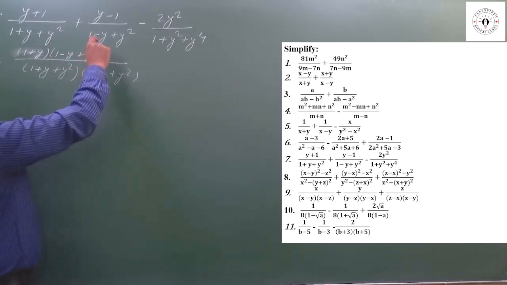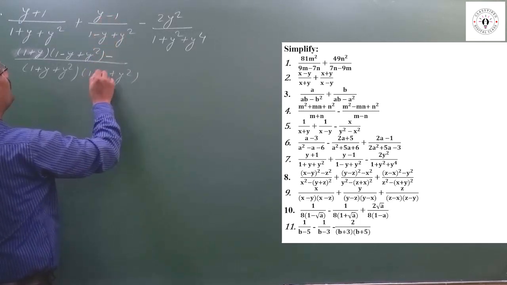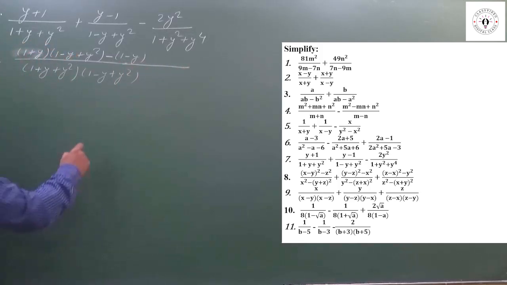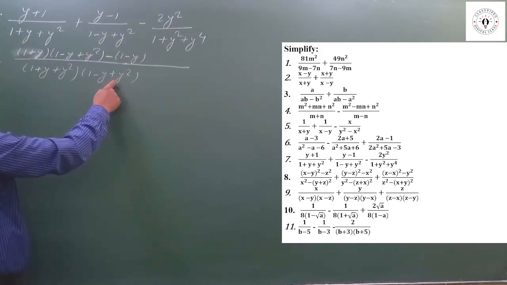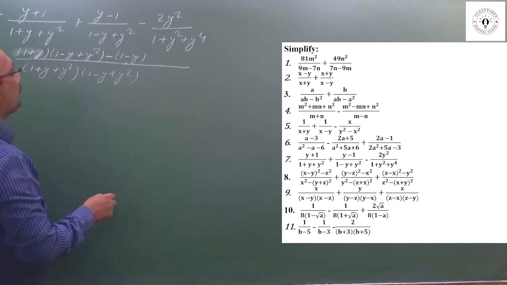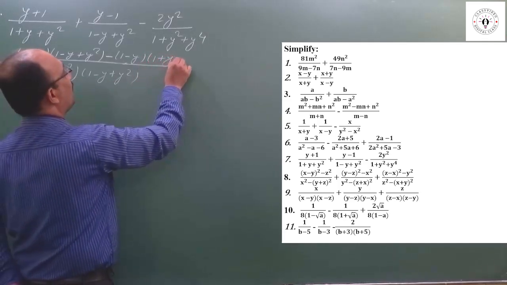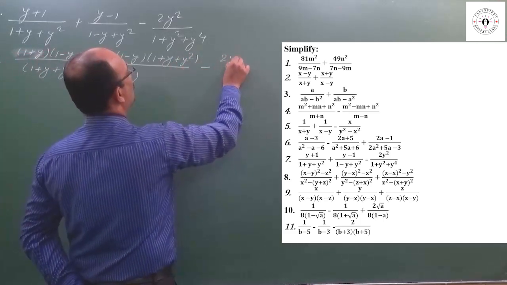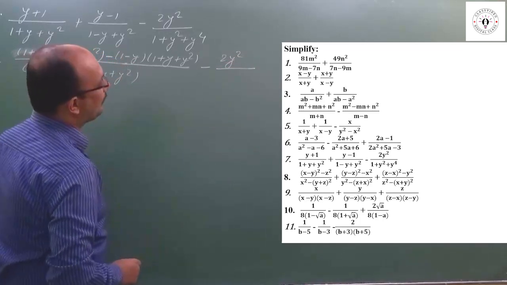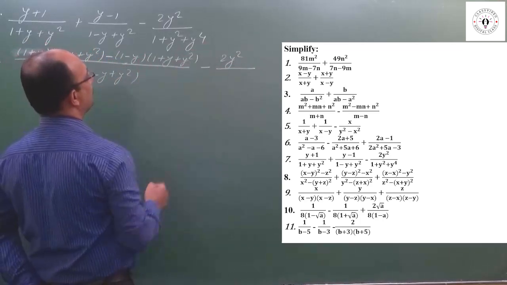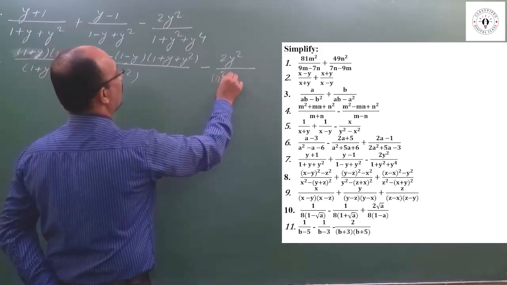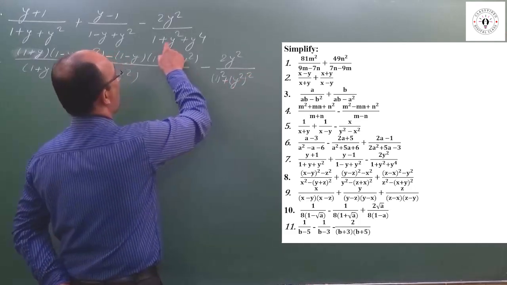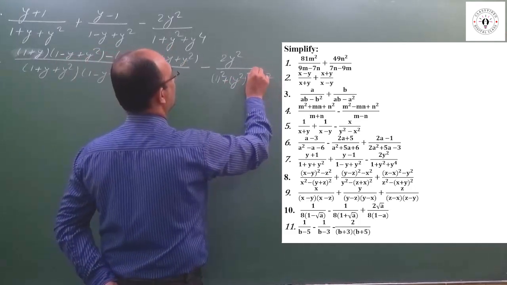Similarly, if I take minus common from here, then this becomes −(1 − y). And which factor is not here from the LCM? 1 − y + y² we have already. Which factor is not here? 1 + y². So (1 + y²) should be multiplied by minus 2y² upon. We are going to factorize this last denominator. So 1 can be written as 1², and y⁴ can be written as (y²)² plus this y² as it is.